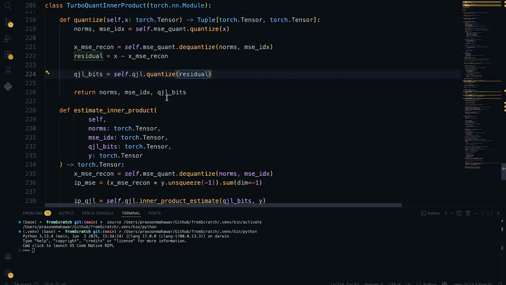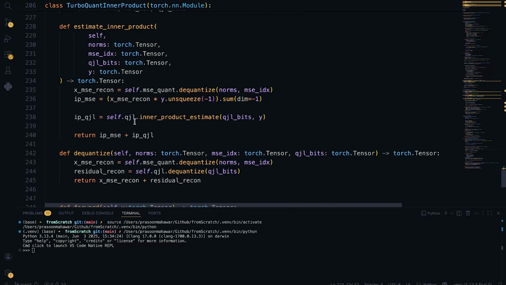Then the IP MSE and IP QJL, the two contributions sum to an unbiased estimate. The MSE term provides low variance but potentially biased estimates. The QJL estimate term corrects the bias. Together they achieve both unbiased and low variance.